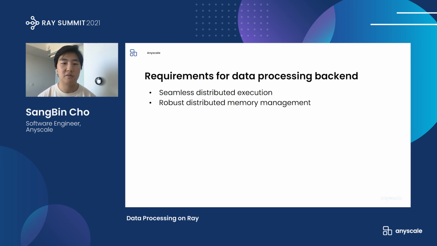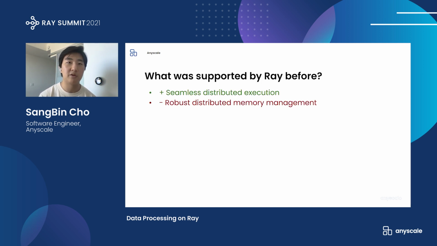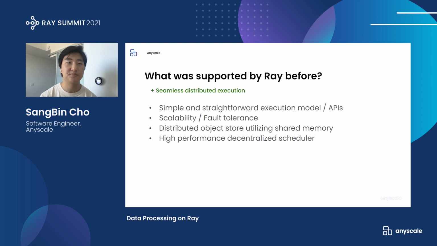Okay, then let's think about what the important features are that a data processing backend should support. Firstly, it should support seamless distributed execution, and it should also support robust distributed memory management. So how did Ray look before? It satisfied the first requirement, but not the second one. Let's dive into more detail.